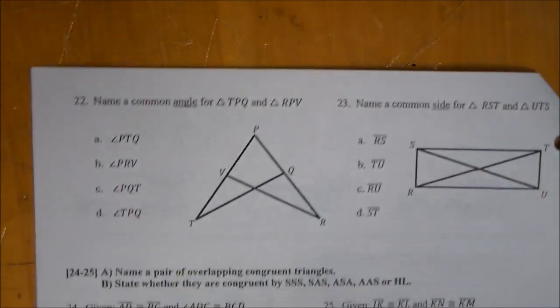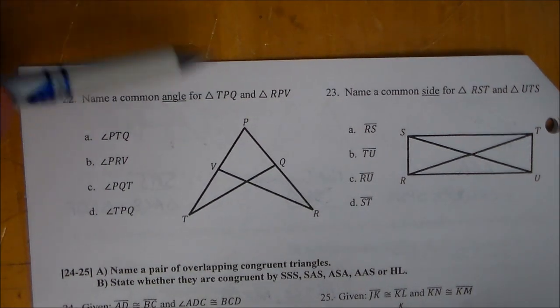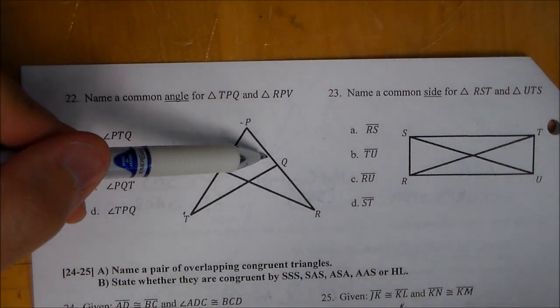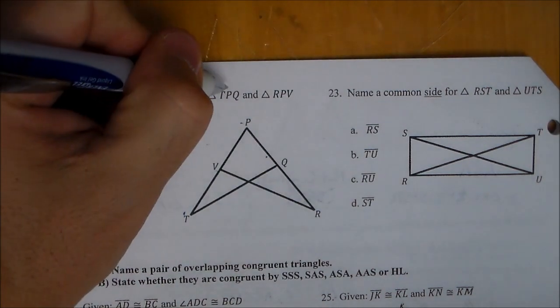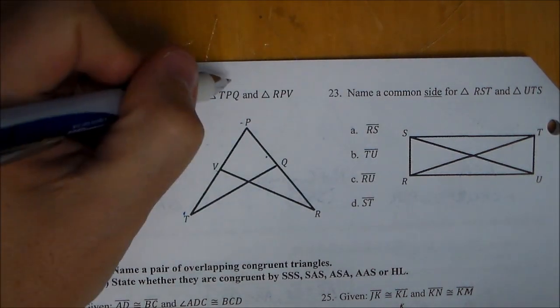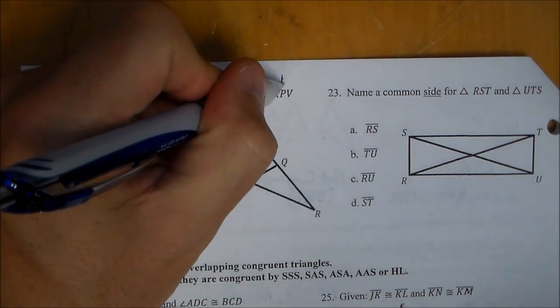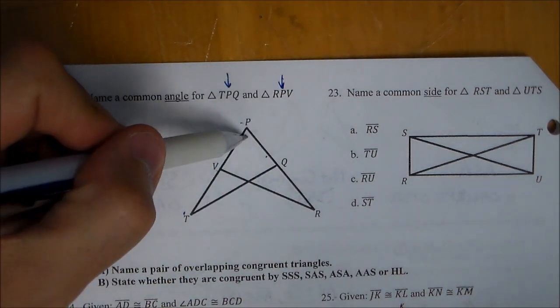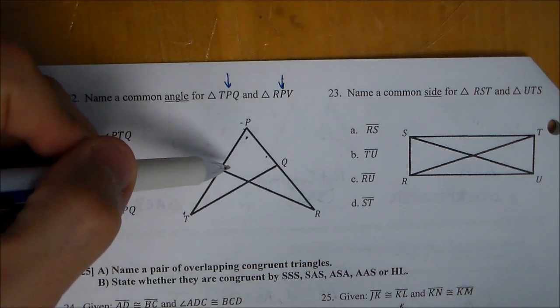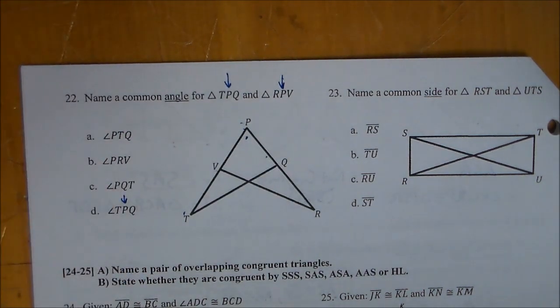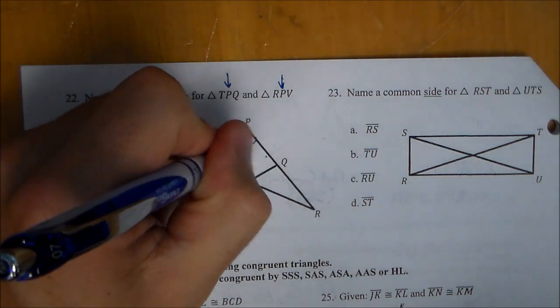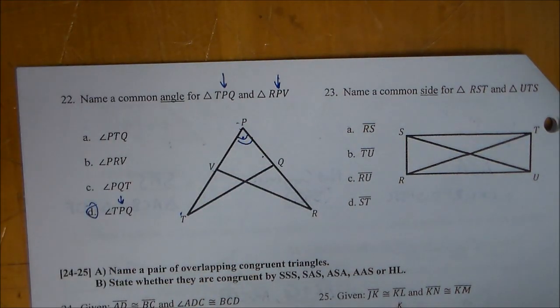So now we're looking at number 22. We need to find the common angle between TPQ and RPV. Well, if we think about an angle, it uses its vertex, and that's sometimes the middle letter we use when we name the angle, or it's going to be the common letter between them. They both have the letter P in them. So that means this spot goes through both triangles. So when we look at the name of the angles, we look at the one with the middle letter of P. This angle is the common angle.